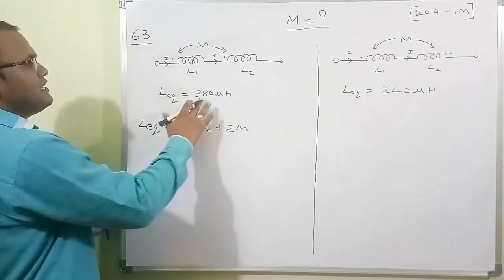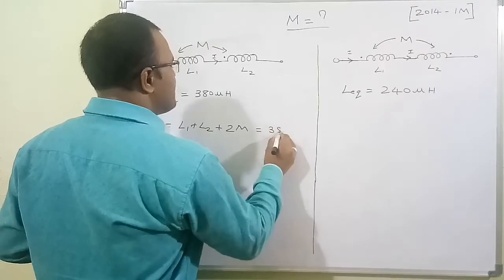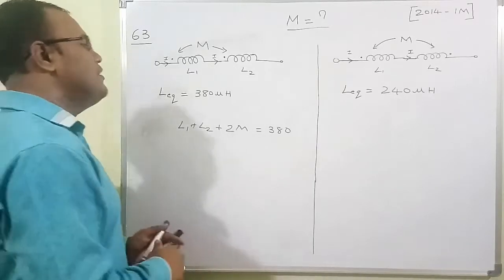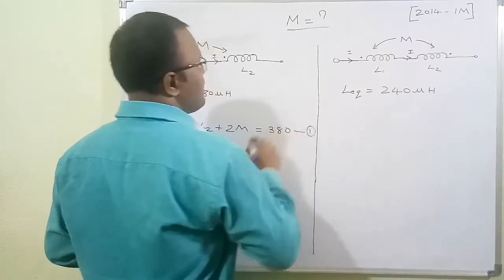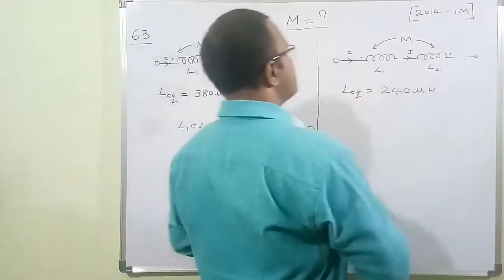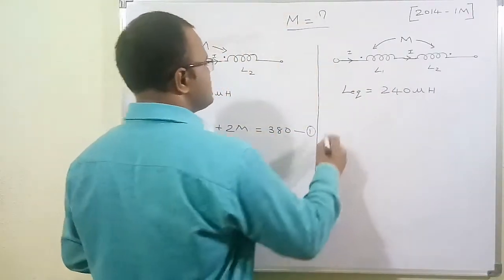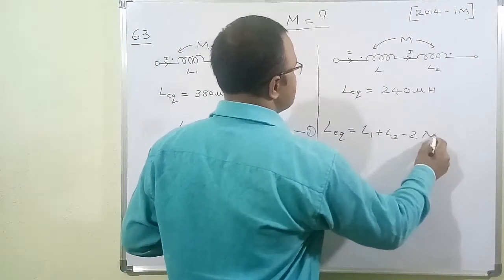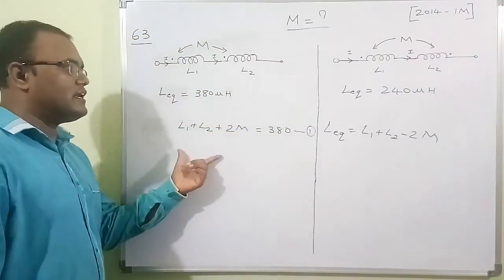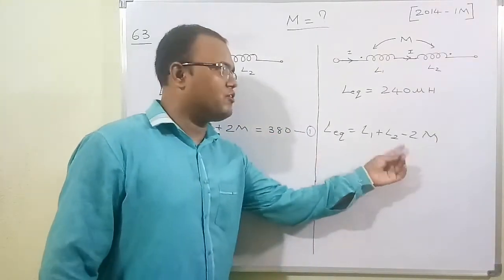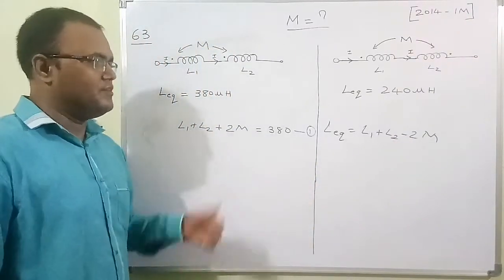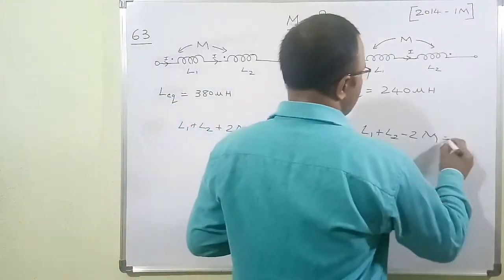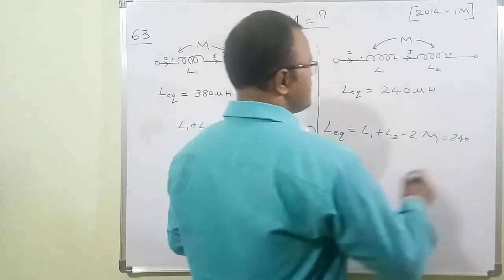L equivalent is already given in the question, which is 380 microhenry. So L1 plus L2 plus 2M is equal to 380 microhenry. This is the first equation. If you see here, these two coils are connected in series opposition, so the equivalent inductance will be L1 plus L2 minus 2M. By these two equations we can see that the first equivalent inductance is more, because of the positive sign versus the negative sign. In the question the equivalent inductance is given as 240 microhenry. This is going to be our second equation.